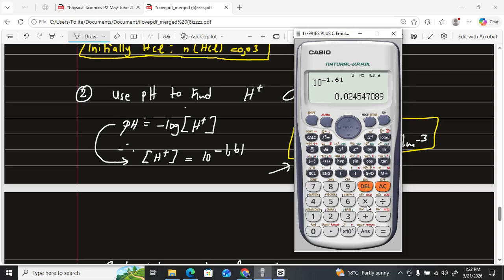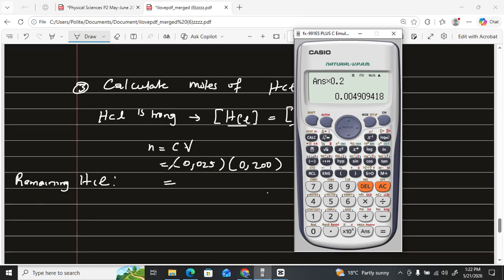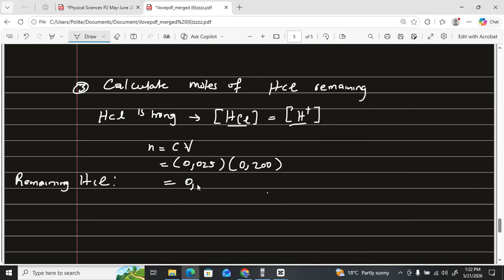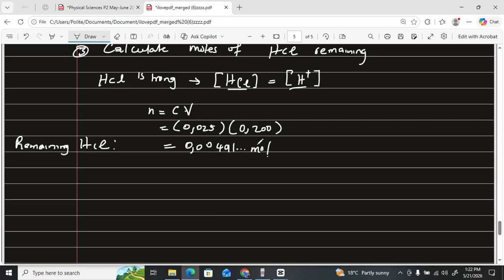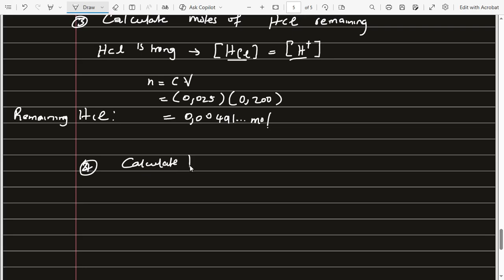So if I don't want to round it off, I'll multiply that by the 0.2, which gives us 0.049. Even that one, we don't have to round it off. So it's going to be 0.0491 mole. Okay, right. So this is the HCl remaining, and then we need to calculate the HCl that reacted. I hope that makes sense. We know the one that is remaining. Therefore, the next step, we need to calculate the HCl that reacted.